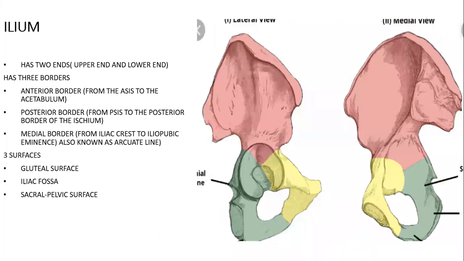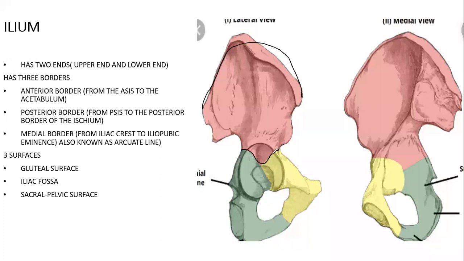So let's begin with the ilium. The ilium is the bone that projects from the acetabulum upwards. Okay, so the ilium has two ends. You have the upper end and you have the lower end. So if I can draw, this is the upper end of the ilium, and that's the lower end of the ilium. So the ilium has two ends, the upper end and the lower end.